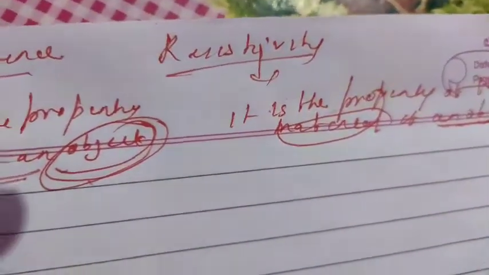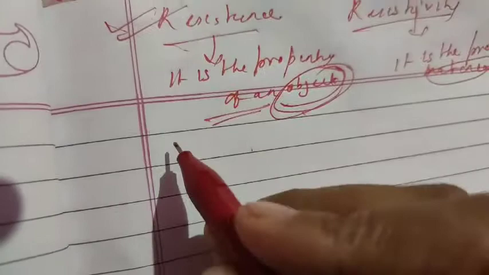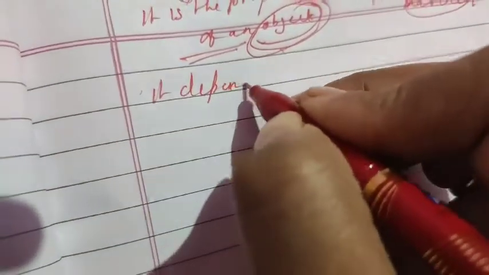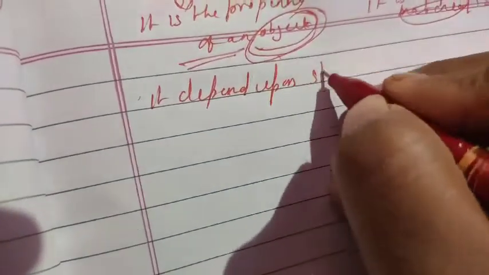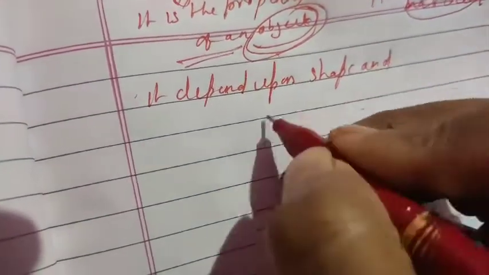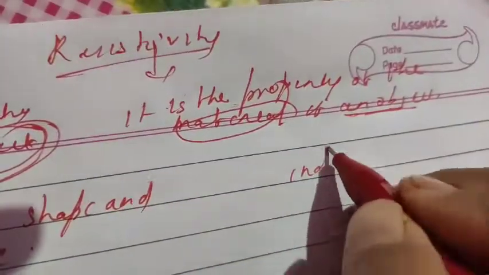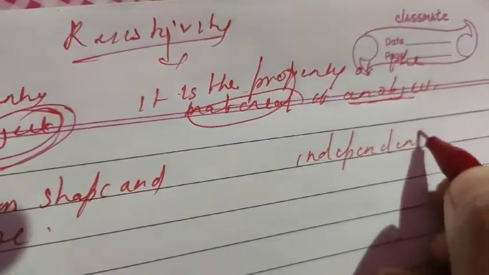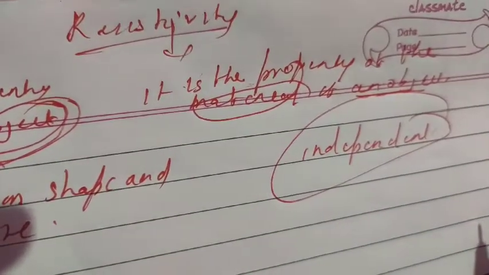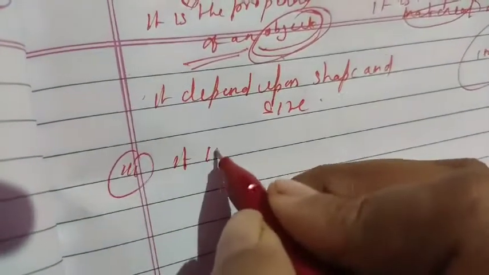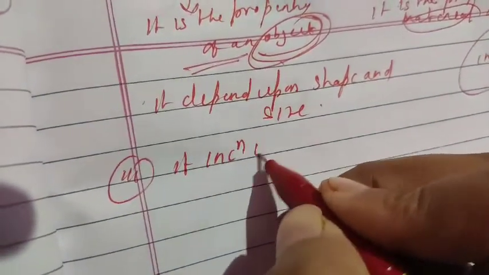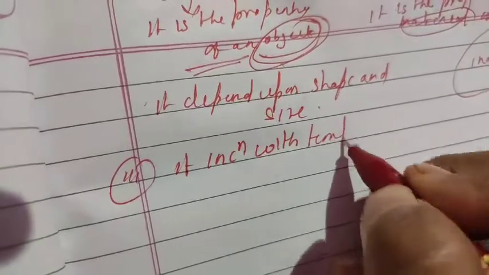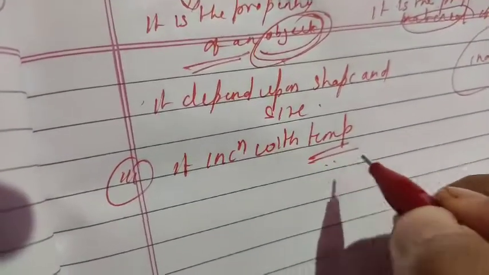Okay. Second thing, resistance depends upon shape and size. More thicker, more longer. So it depends upon shape and size. Clear? But resistivity is independent. It does not depend upon shape and size. Clear? And the third important thing is that resistance increases with temperature. Clear? It increases with increasing temperature.